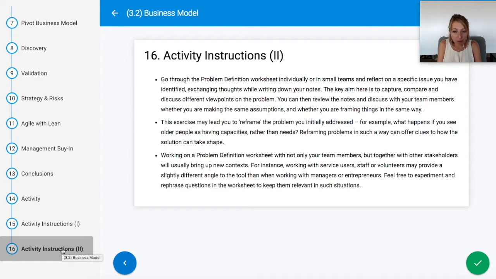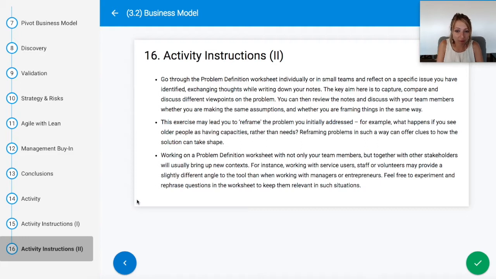Go through the problem definition worksheet individually or in your small teams and reflect on a specific issue you have identified, exchanging thoughts while writing down your notes. It's very important, always with a post-it or with a paper, writing down your notes. The key aim here is to capture, compare, and discuss different viewpoints of the problem. You can then review the notes and discuss with your team members whether you are making the same assumptions and whether you are framing things in the same way.